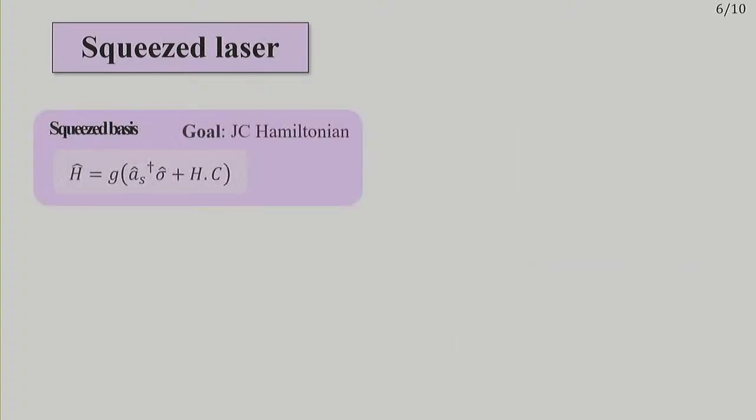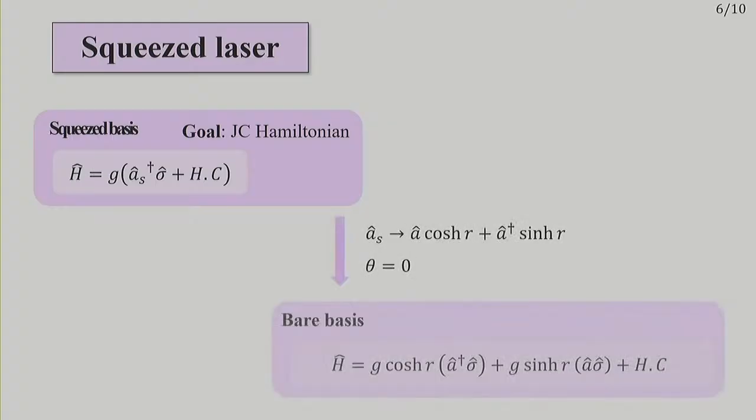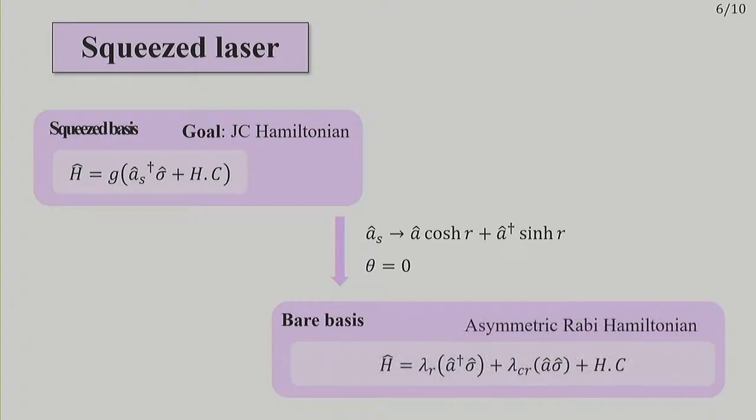So let's see what happens when we do this. Let's assume I have achieved my goal. I have a Jaynes-Cummings Hamiltonian in the squeezed basis. And let's undo the squeezing transformation. Let's get back to the bare basis, where I obtain this Hamiltonian that you may identify with the asymmetric or generalized Rabi Hamiltonian, okay?